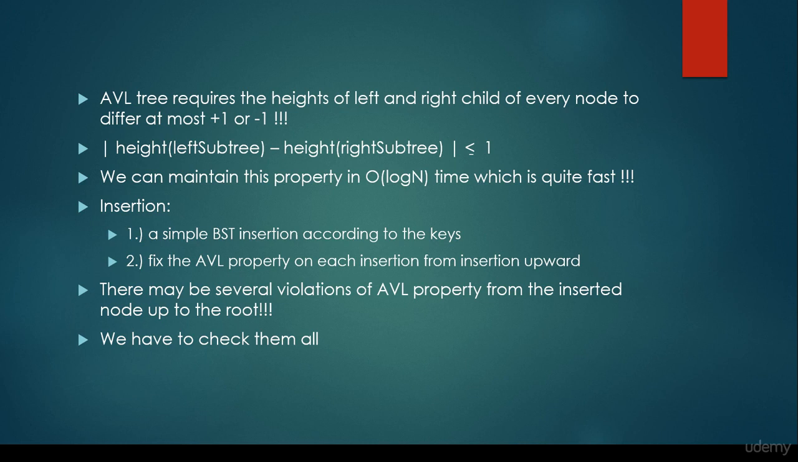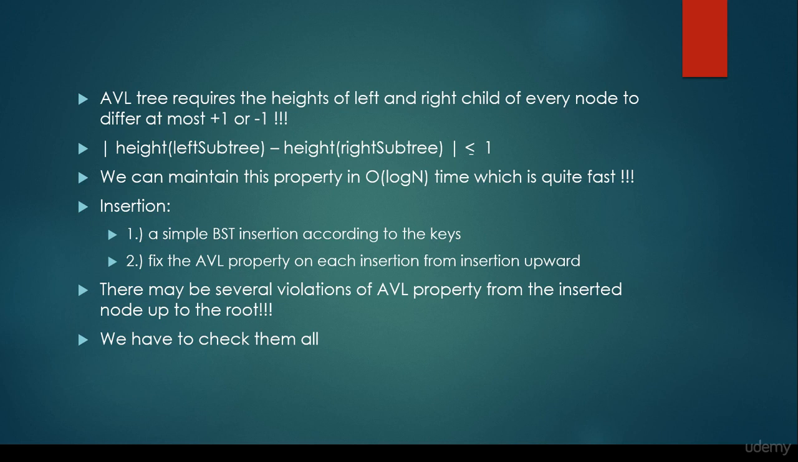So what about the insertion? It is a simple binary search tree insertion according to the keys, but then we have to fix the AVL property on each insertion. Okay, and what is this AVL property? It is basically that the height parameter couldn't differ more than 1. If we know that it is greater than 1, then we have to make the rotations. If it's smaller or equal than 1, we know that the tree is balanced. We don't have to bother about it.